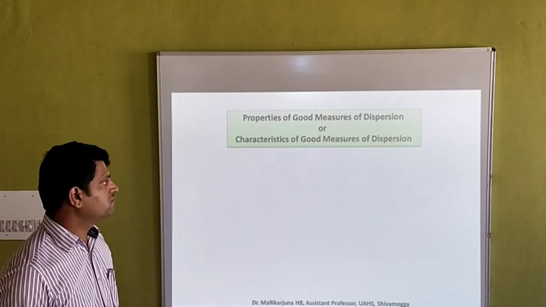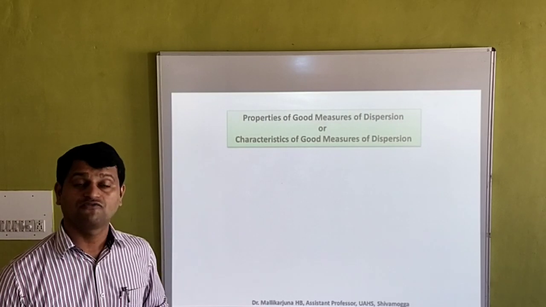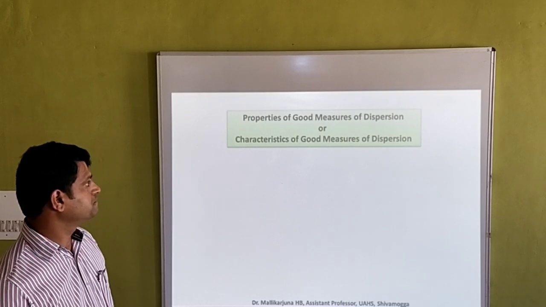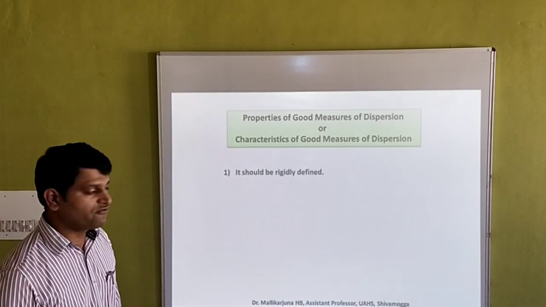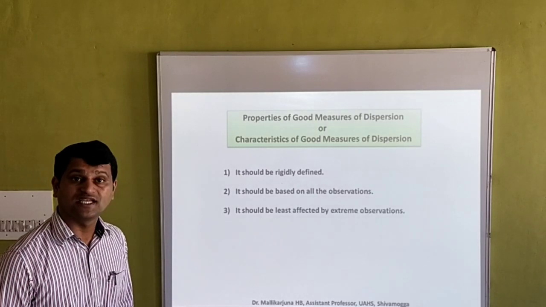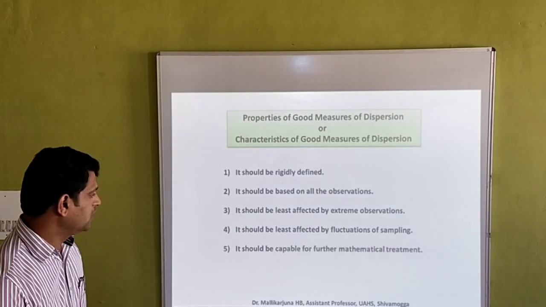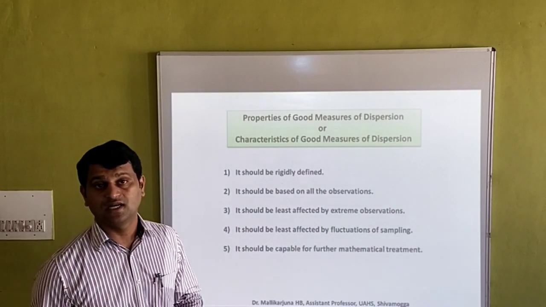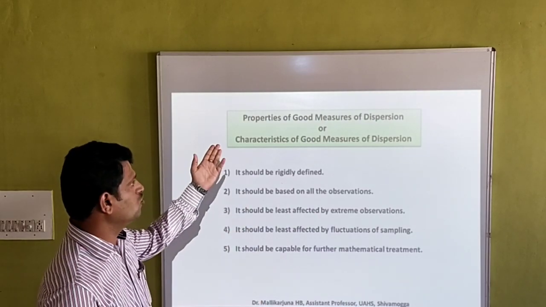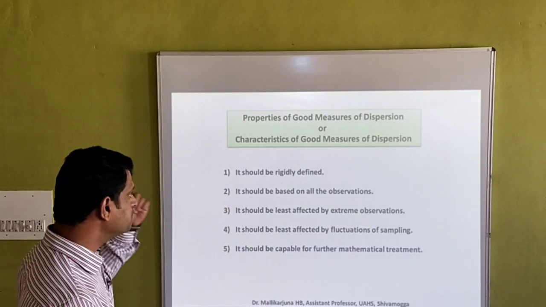There are some properties of good measures of dispersion, like those I explained in the previous videos for good measures of central tendency, good averages. It should be rigidly defined, it should be based on all the observations, it should be least affected by extreme observations, it should be least affected by fluctuations of sampling, and it should be capable of further mathematical treatment. I explained the same properties in the earlier video with respect to properties of good averages.